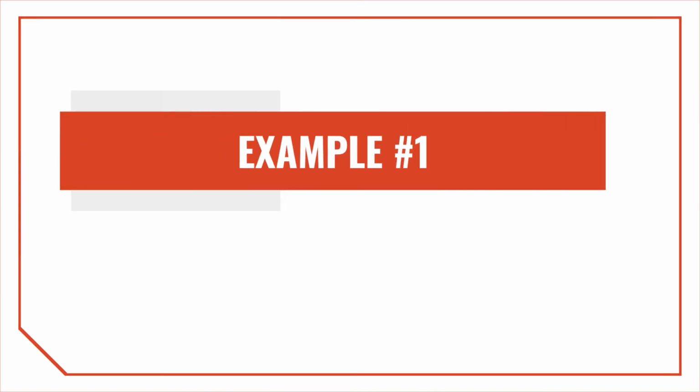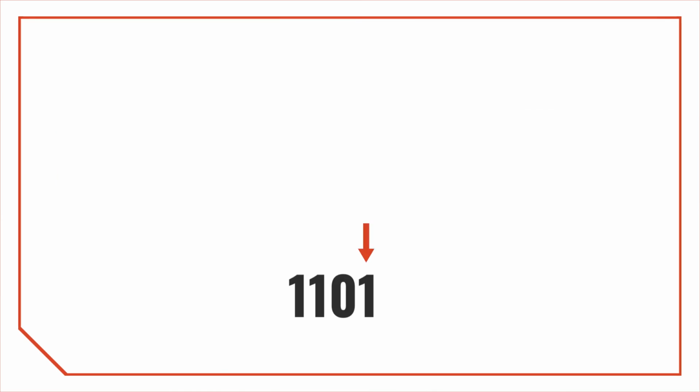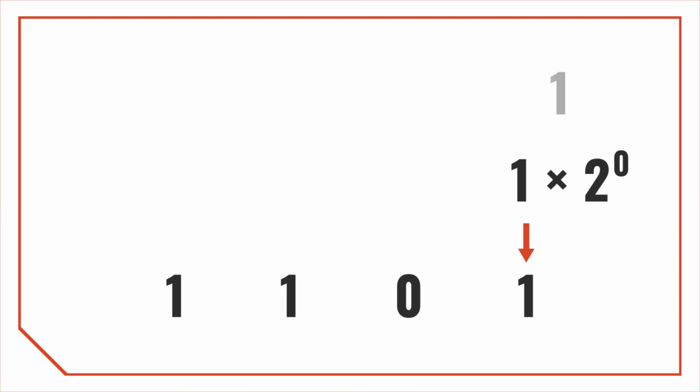So let's try an example and convert the binary number 1101 to decimal. Starting from right to left, we'll multiply each binary digit by 2 to the power of its distance from the right. I find it's a little easier to add some space between each number. Alright, the first digit to the right is 1, and it's 0 digits away from the right, so we'll multiply that 1 by 2 to the power of 0. 2 to the power of 0 is always 1, so this reduces to 1 times 1.